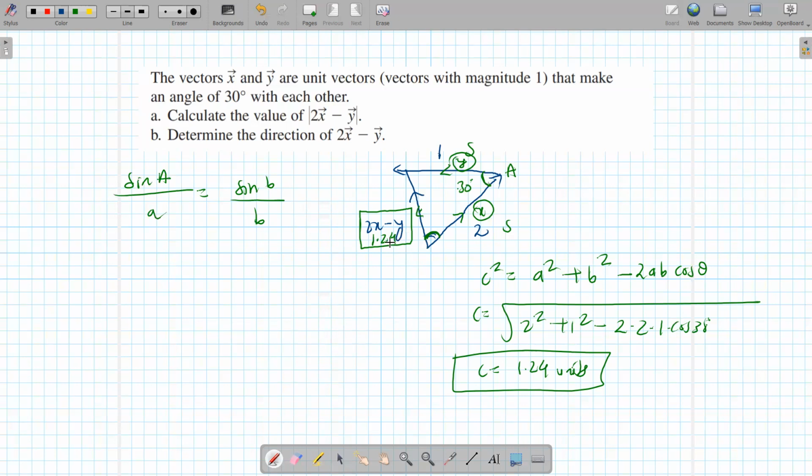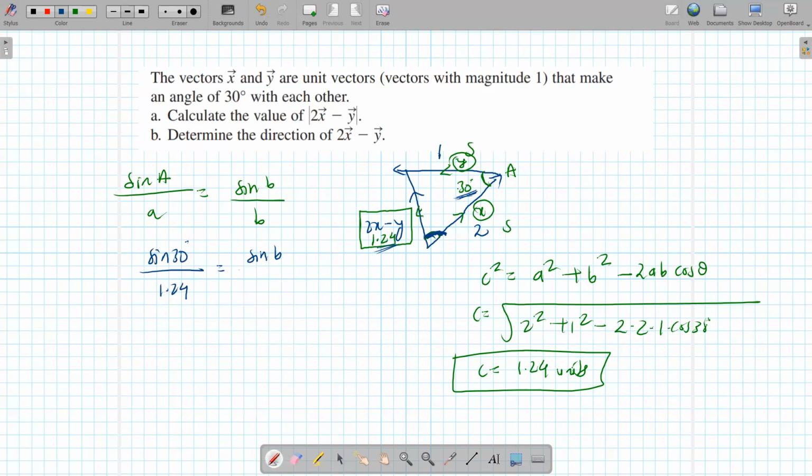To set this up, I'm going to say this one and this one are A's, okay? So you get sine 30 divided by the side opposite to it, so 1.24, is equal to, we're looking for this, we don't know what that is, we can just call that sine B. What's the side length opposite to this angle? Y. Yeah, y, and it's a unit vector, right? It's 1. So sine B over 1. So you can just ignore the over 1 bit.